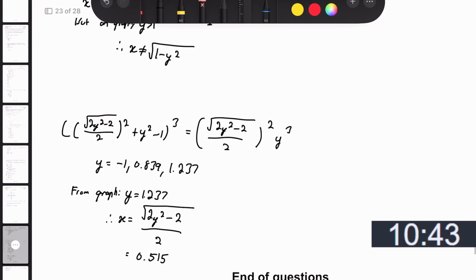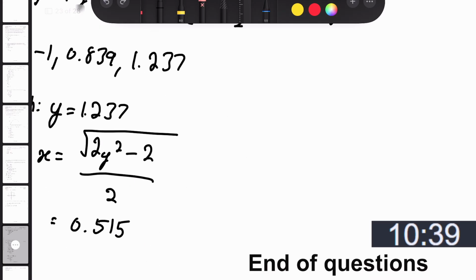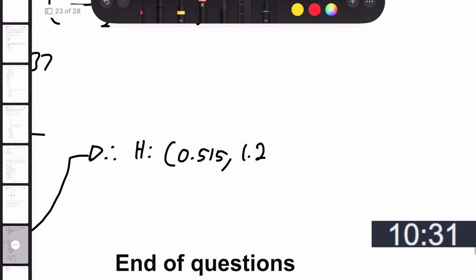Therefore, bring this up here. Therefore, h is 0.515, 1.237.